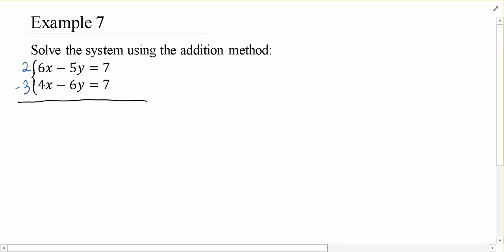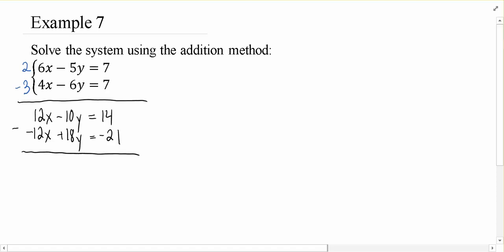Let's check out what this looks like for both equations. We're going to distribute the 2 across the first to get 12x minus 10y equals 14. We're going to distribute negative 3 across the second. That's going to get us negative 12x, positive 18y, and negative 21. Okay, now we're set to add these together. 18y minus 10y is 8y. Negative 21 plus 14 is negative 7. I get negative 7/8 for my y.